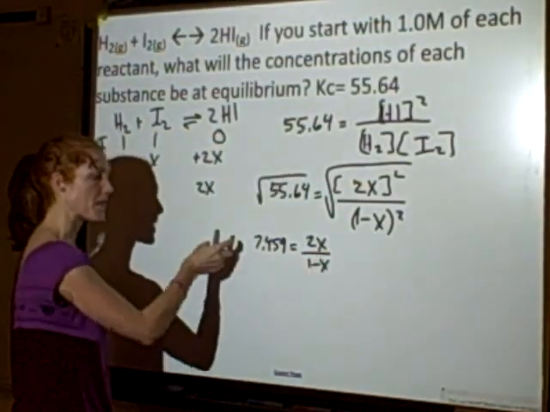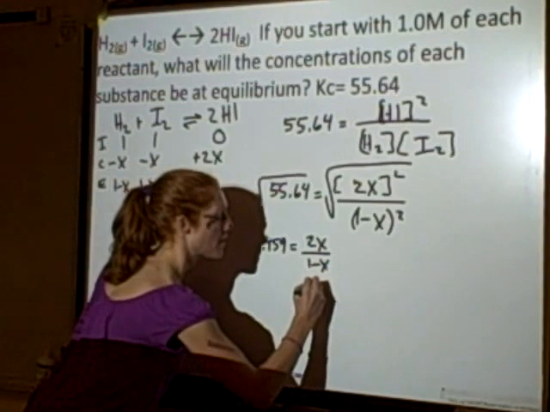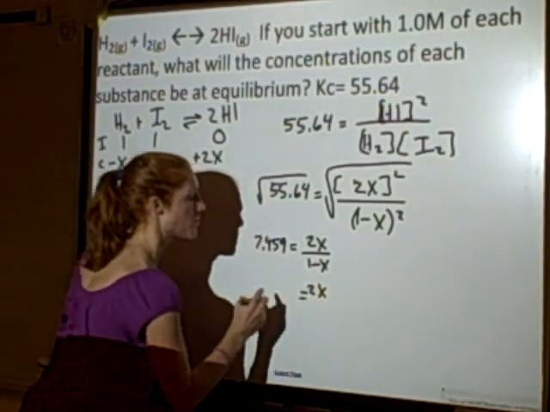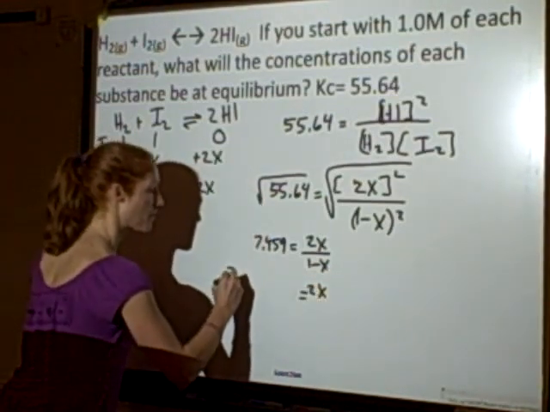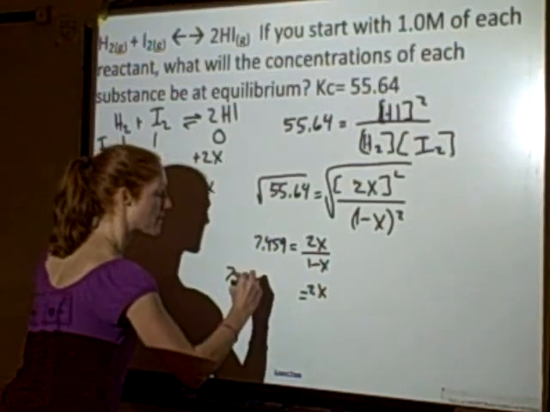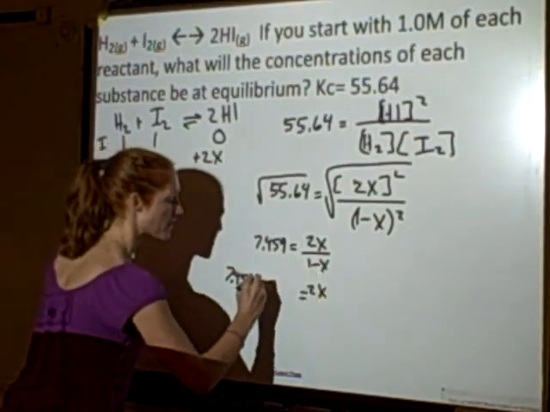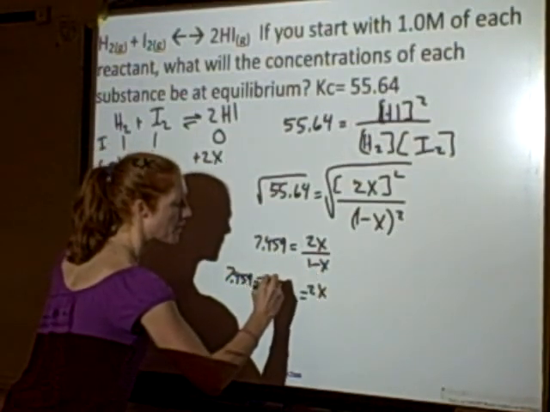I'm going to multiply both sides by 1 minus X, and I'm left with 2X on this side is equal to 1 times that, 7.459, minus the X times that, so 7.459X.